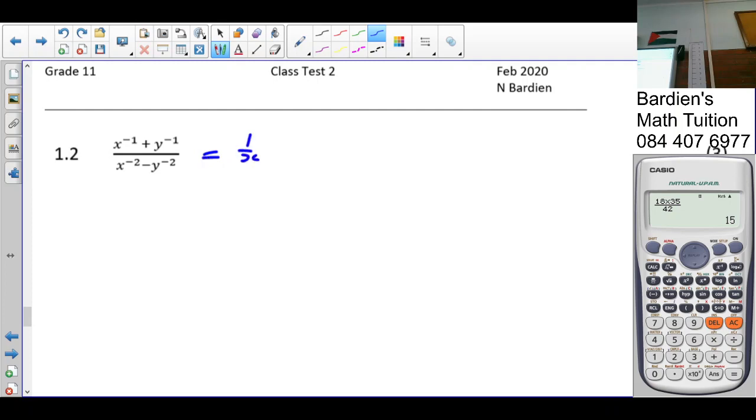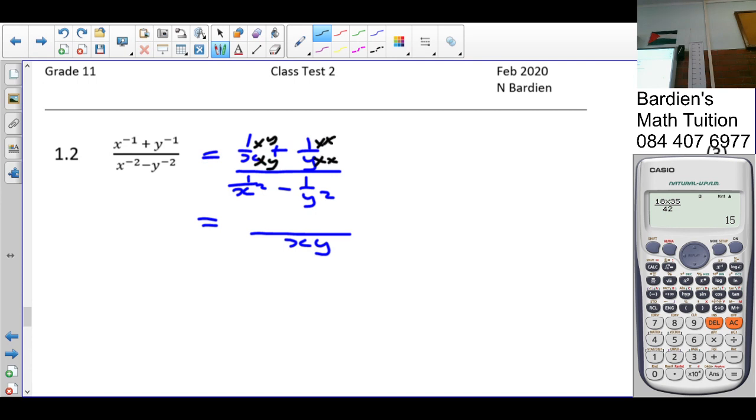x to the minus 1 is 1 over x, plus 1 over y, over 1 over x squared minus 1 over y squared. What's your LCM on the top? xy, not so? So you just multiply that by y and this by x. So it's going to be y plus x divided by, that's going to give you x squared y squared as your LCM. So this must be multiplied by y squared. This must be multiplied by x squared to get the LCM.